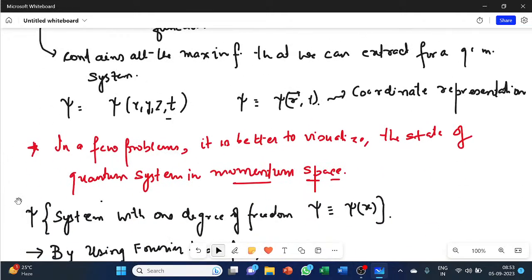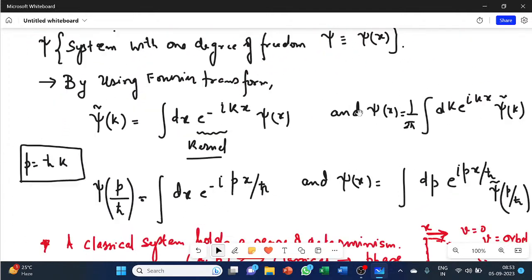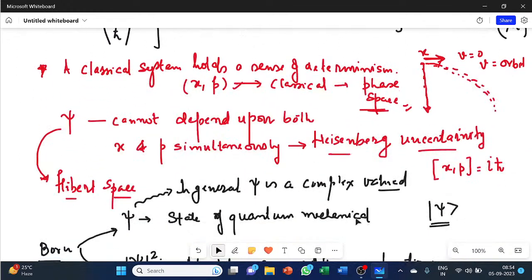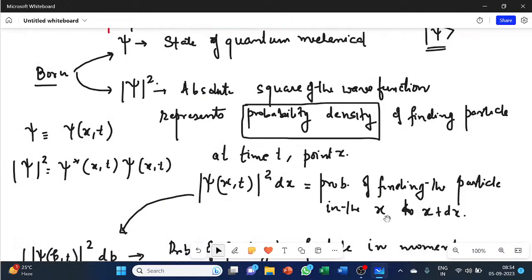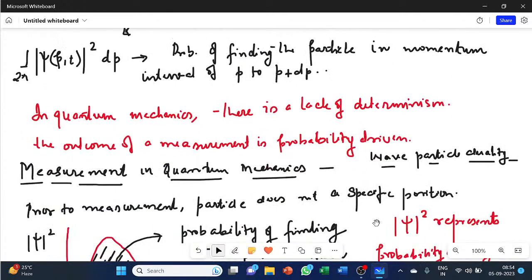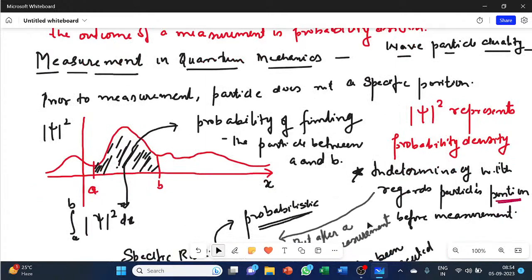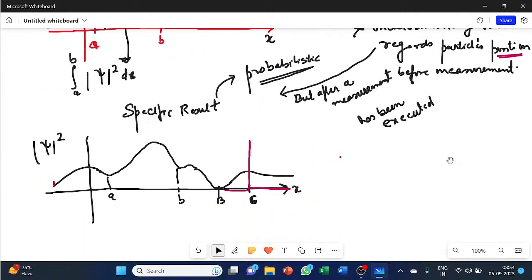Now what happens is, once you make a measurement, there would be some specific result, and that specific result also does not have a particular sense of determinism. It is going to be probability driven. So I can say that yes, there is a certain sense of probability that a particle may be found at C. Once you make a measurement, and let's say it is at C, there would be a spike. So what has happened? Your wave function has collapsed.